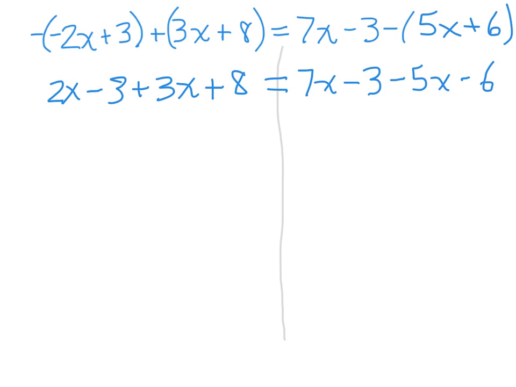So on the left-hand side, I have 2x and 3x. There are no zeros to remove. I'm just going to combine those like terms. And then for the units, I have 3 negatives and 8 positives. When I remove zeros, I will have 5 positives left over.